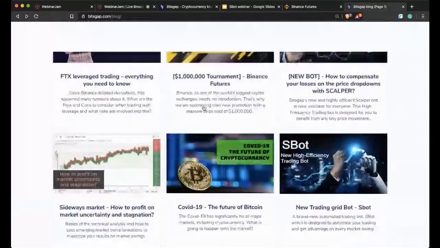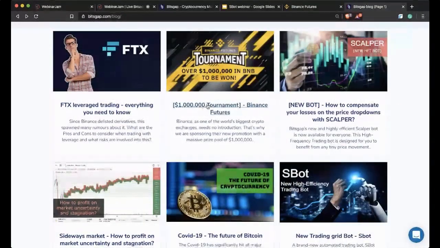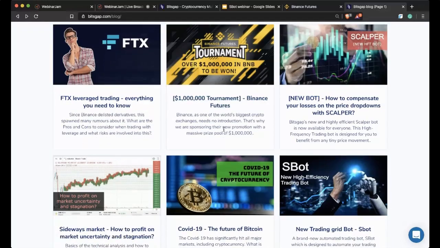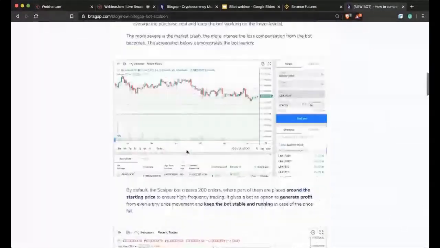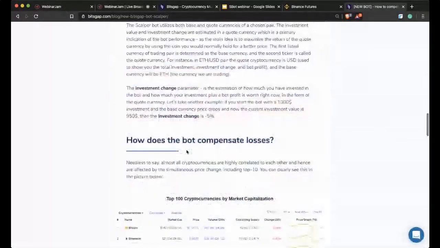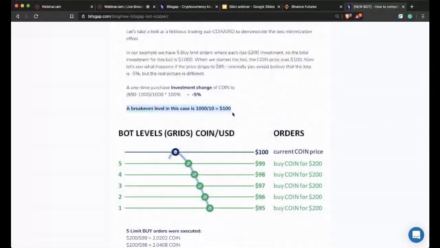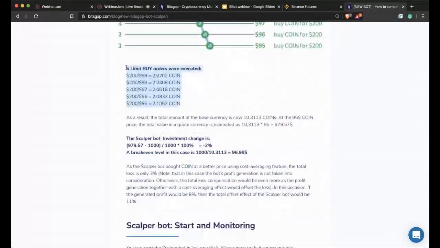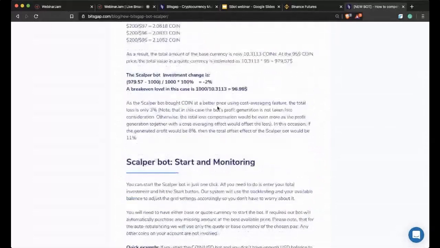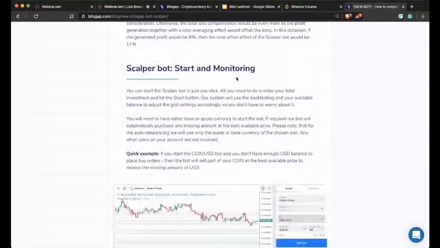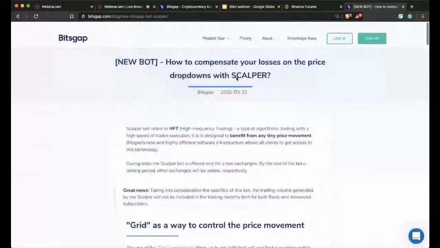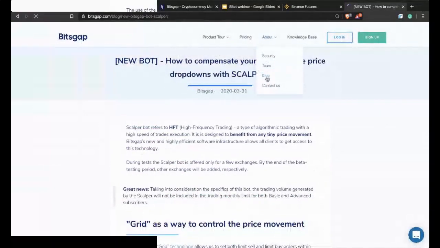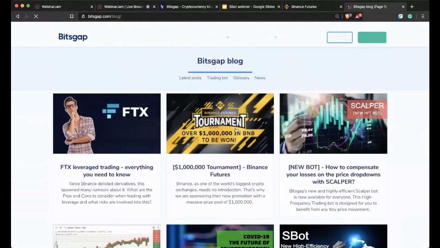Maybe for those of you who are already familiar with the SBot or scalper, you can read about the scalper. You can see exactly the logic behind how the profit is calculated, the investment change, the break-even level, like every tiny logic that is hidden in the bot is revealed for you right here. So just subscribe. We are constantly updating and providing you with more tips and clues.